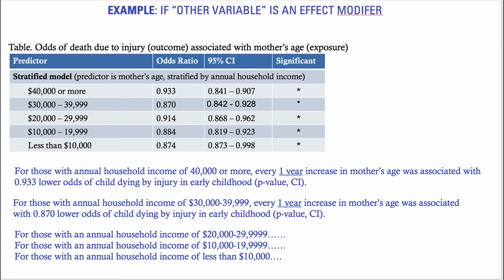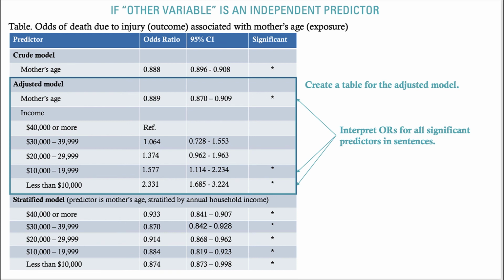So for example, here is just the table for the stratified model, and I've started interpreting for all 5 categories which are significant. Next, if you found out that the other variable is an independent predictor, you would report the adjusted model, just like you would if the variable were a confounder. However, the difference here is that you would interpret the ORs for all the significant predictors, whereas if the variable were a confounder, you would report only the adjusted association between the primary predictor and outcome.